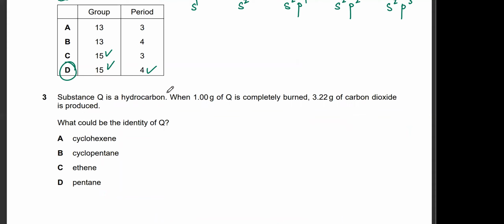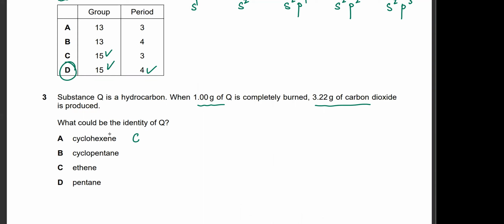Next one: substance Q is a hydrocarbon. When 1 gram of Q is burnt, 3.32 grams of carbon dioxide is produced. What could be the identity of Q? This one is just a time-consuming question because you have to solve it for every one of them, to see which one the data matches. So it's just a waste of time.